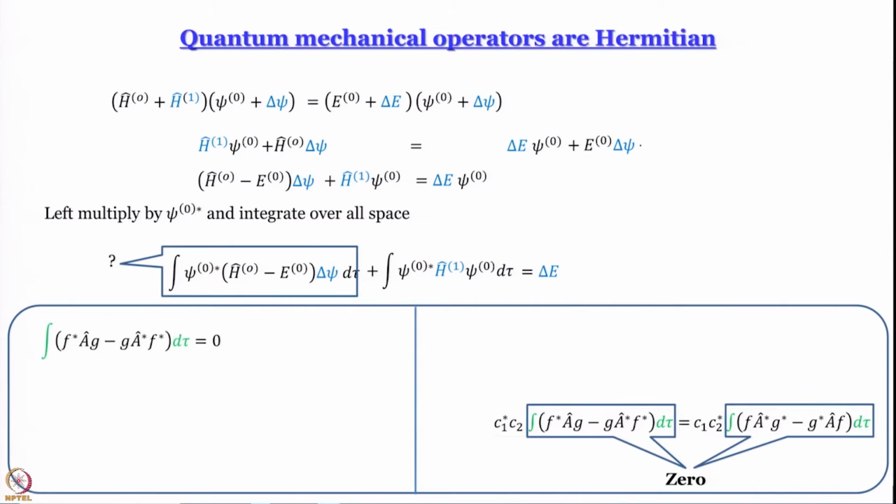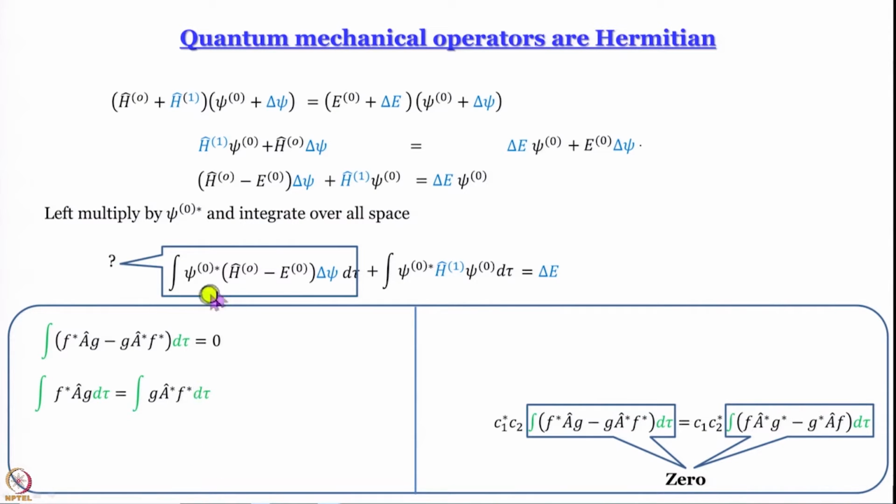Okay. So, let us clean up things now and write this integral f star a hat g minus g multiplied by a hat star f star d tau equal to 0. So, what we can do is expand the left hand side and get 2 terms, and since one has a minus sign we can take it to the right hand side. That way we get integral f star a hat g d tau is equal to integral g multiplied by a hat star f star d tau, and that is a happy situation.